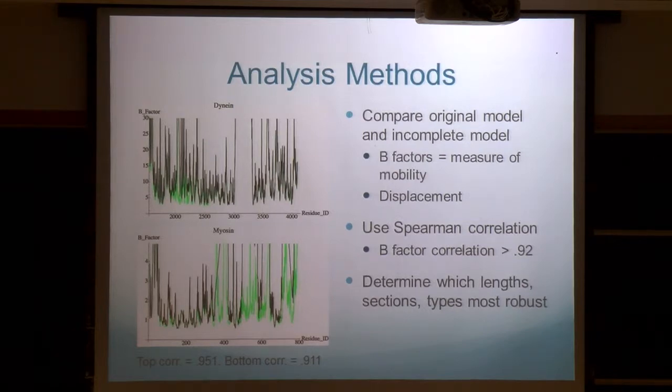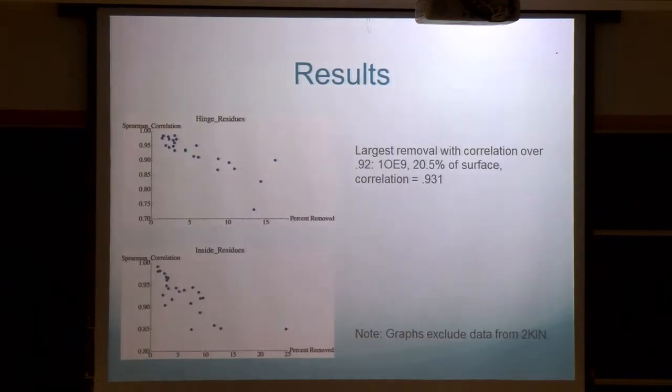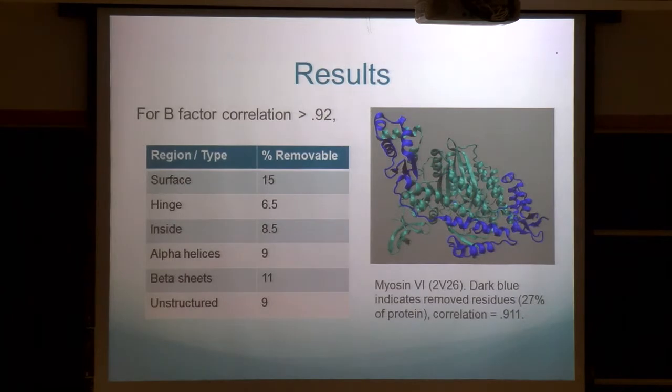And then I just tried to determine which types of protein and which areas of protein were the most robust. So you can see an example of the graphs here that present percent removed on the x-axis and the correlation on the y-axis. You can see a pretty clear negative correlation. As you remove more of the protein, the correlation decreases, which is expected. One of the largest removal sites that still had an accurate correlation was on myosin 5, only 9. It removed about 21% of the protein, and it produced a 0.93 correlation. So you can imagine that this is a pretty significant chunk of the protein that's removed, and NMA is still behaving remarkably well.